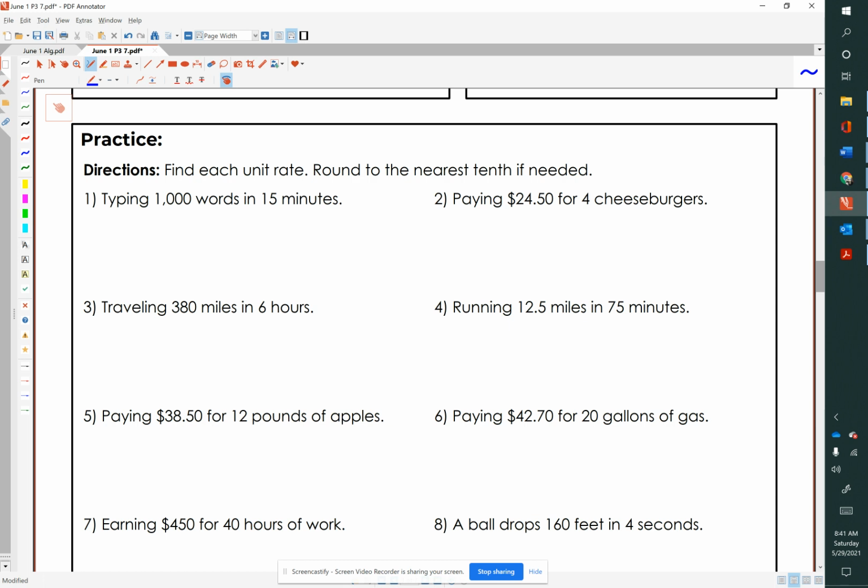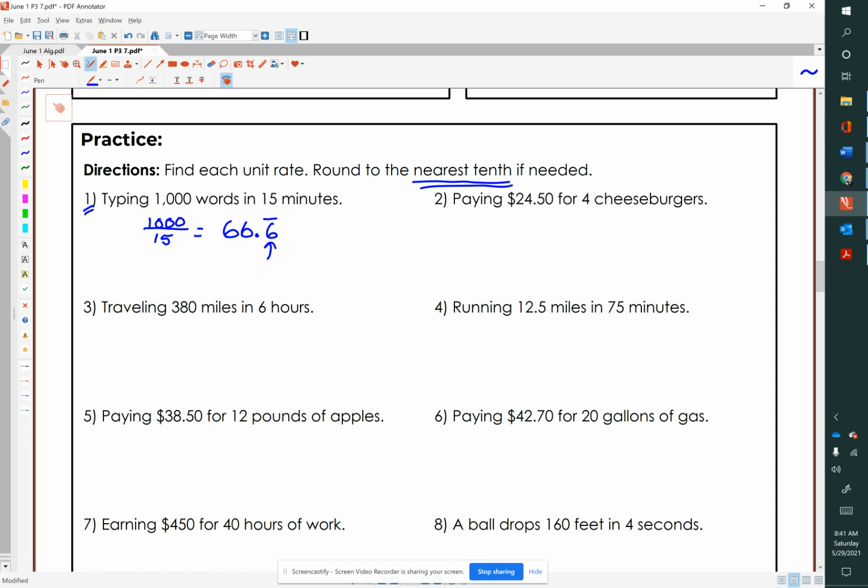So we're asked to find each unit rate and round to the nearest tenth if needed. So you might want to grab a calculator for this. In our first example, we're typing 1,000 words in 15 minutes. So 1,000 divided by 15 would equal, now this is going to be an irrational number, 66.6. Because that 6 repeats, I will put that line above the 6. It tells us to round to the nearest tenth. So that is one place after the decimal point.